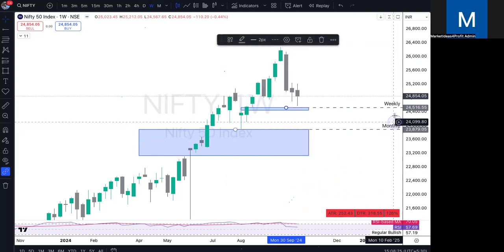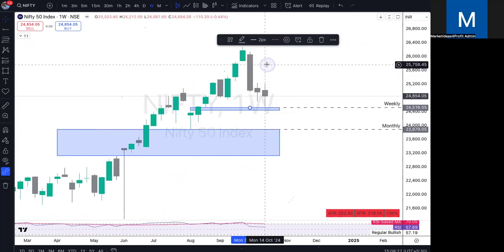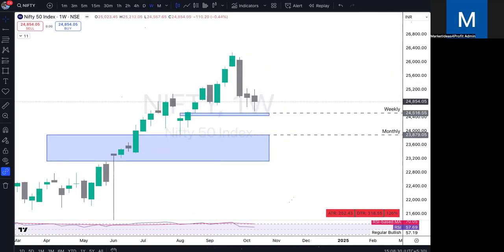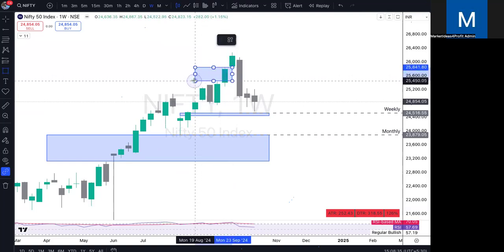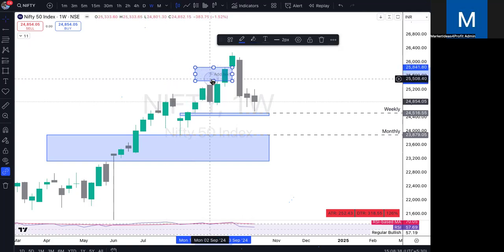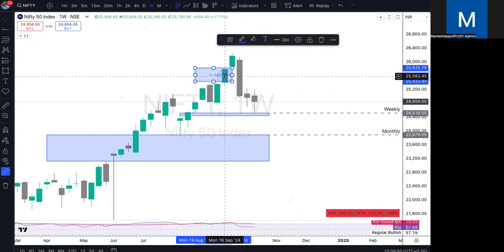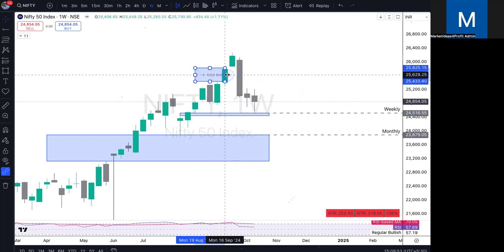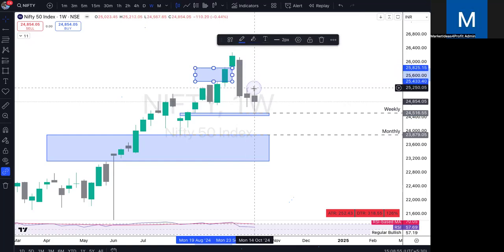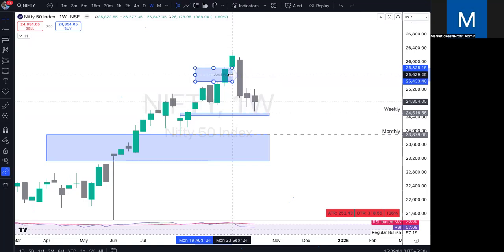So this is as far as the monthly goes, and this is as far as the weekly goes. Now, we also find there was one weekly fair value gap which was created here. Since that fair value gap has been taken away, it is no longer showing on the right. That means this fair value gap has been mitigated. Mitigated meaning it has been broken: the price went up and then went back down again, and this is what tells you that this fair value gap was taken away.